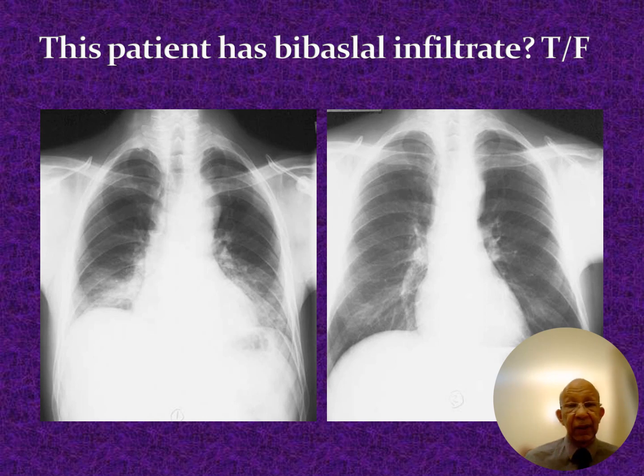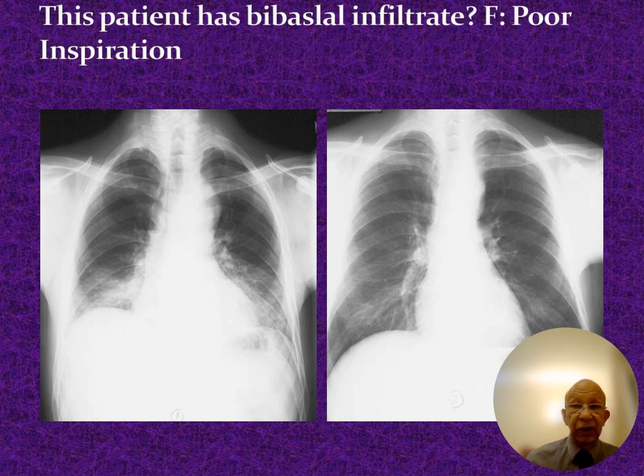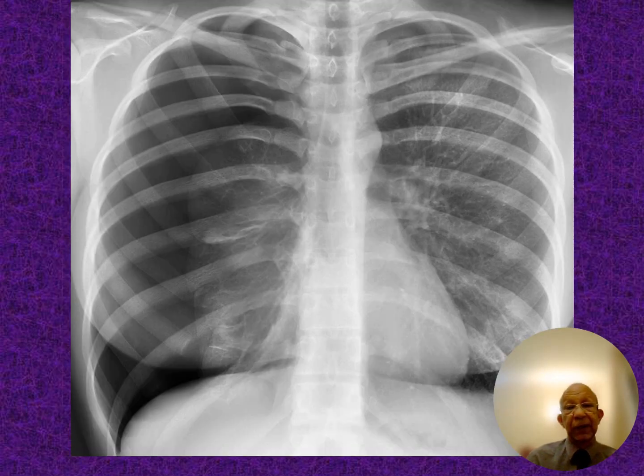Now another one. You can see that this patient appears to have some basal infiltrate, but as a matter of fact, they are the same patient. The difference is simple: it's poor inspiratory effort. You could not see the 9th or 10th rib posteriorly or the 6th rib anteriorly, and therefore it gives you the feeling that there is some basal infiltrate. As a matter of fact, it's just a difference in inspiratory effort.